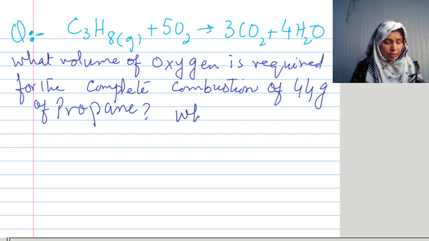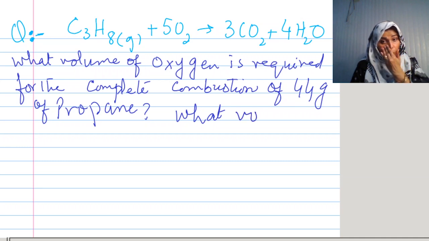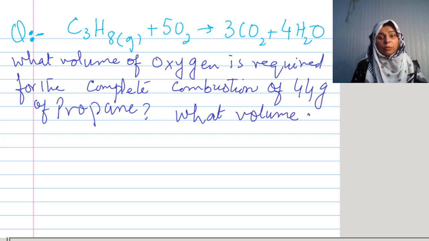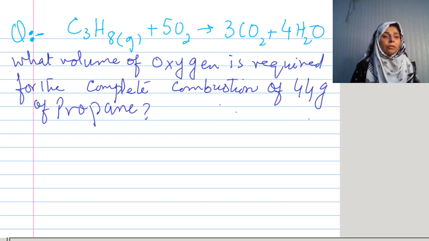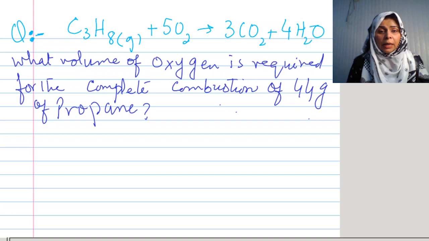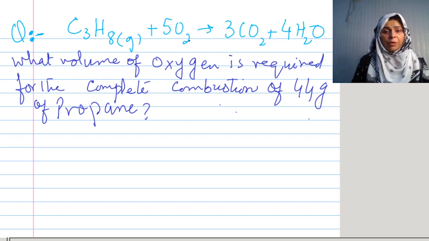First we will do the first part, because the limiting reactant concept will be introduced here. Another concept, limiting reactant, I will teach you in the next lecture. Okay, what volume of oxygen is required? We have to calculate the volume of oxygen.